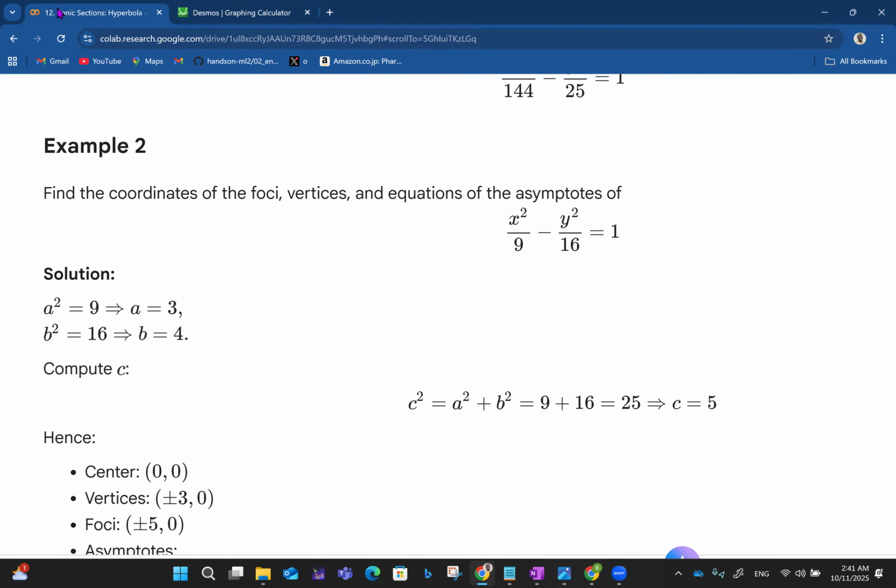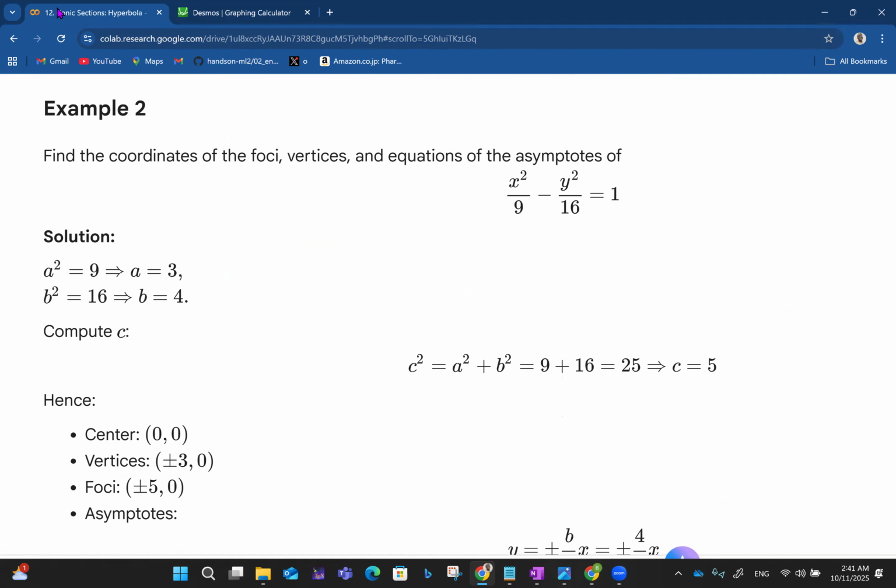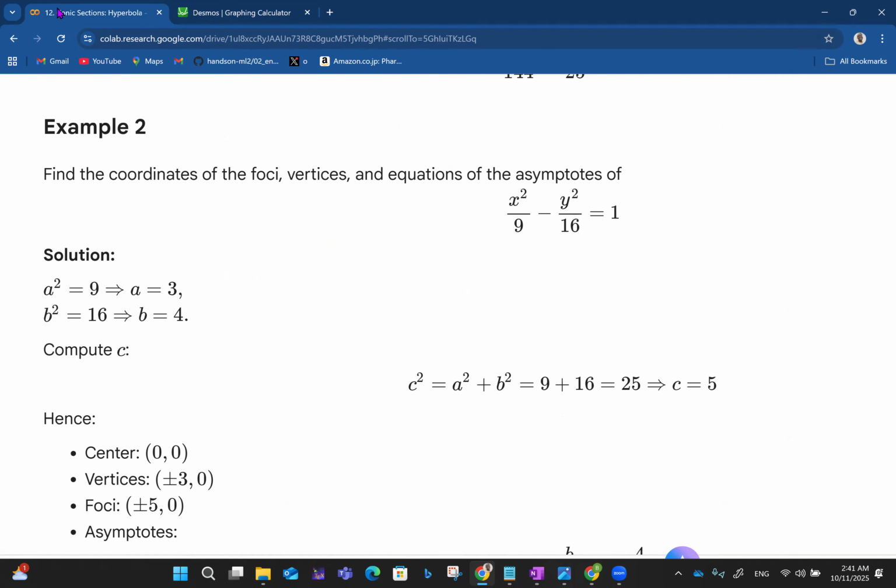So that goes. Example 2: find the coordinates of the foci, the vertices, and the equations of the asymptotes of x squared over 9 minus y squared over 16 equals 1. So in this case, a squared is equal to 9, so a is 3, and b squared is 16, so b is 4. Now you compute c. c squared is a squared plus b squared, and that's 9 plus 16, which is 25. So that means c is 5.